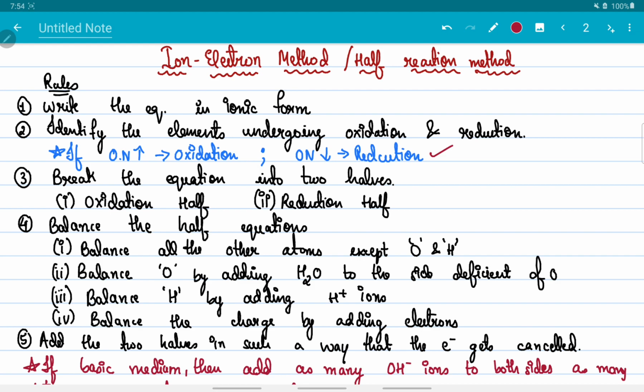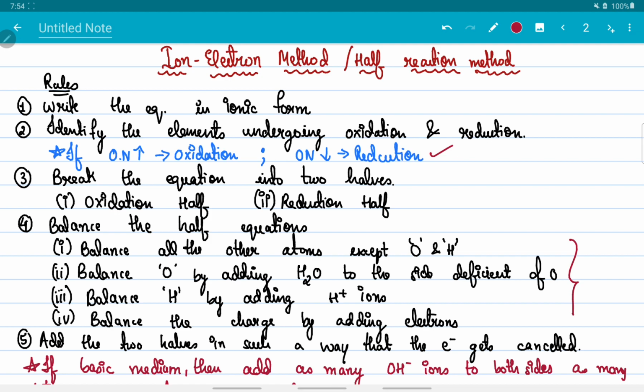We have identified which are undergoing oxidation and reduction, so we have to make two halves. One will be our oxidation half and the other one will be our reduction half. Now after making two different halves, we are going to balance those half equations. For balancing those half equations, these are the following steps that we are supposed to follow. The very first step is that we have to balance all the other atoms except oxygen and hydrogen.